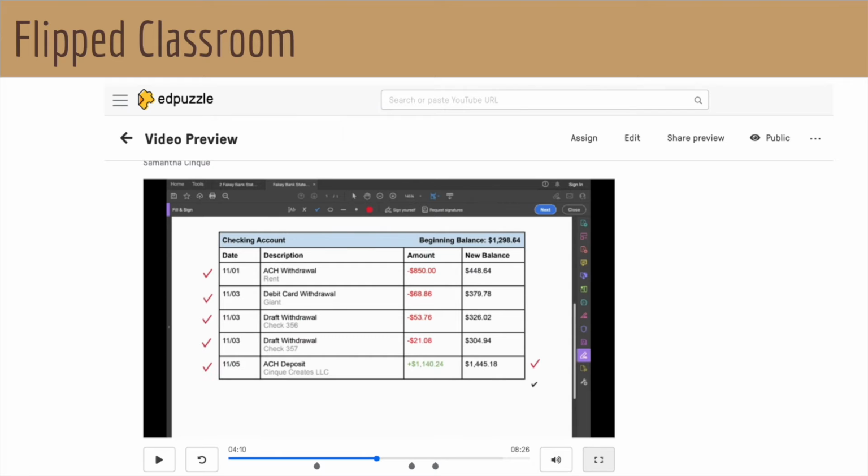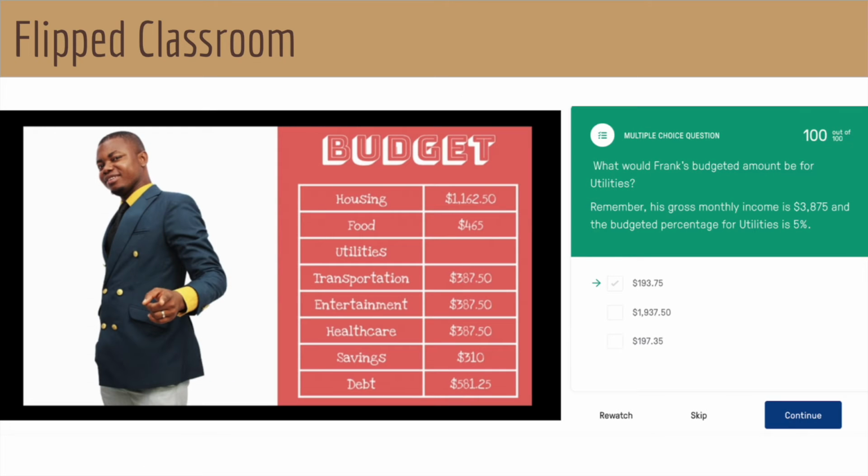EdPuzzle can be used to screen capture content and allows you to put quiz questions throughout the video to check for understanding. I created mine with visuals and transitions through Google Slides. In this video I made, the students can choose which amounts they believed need to be budgeted based on the information they have just learned.